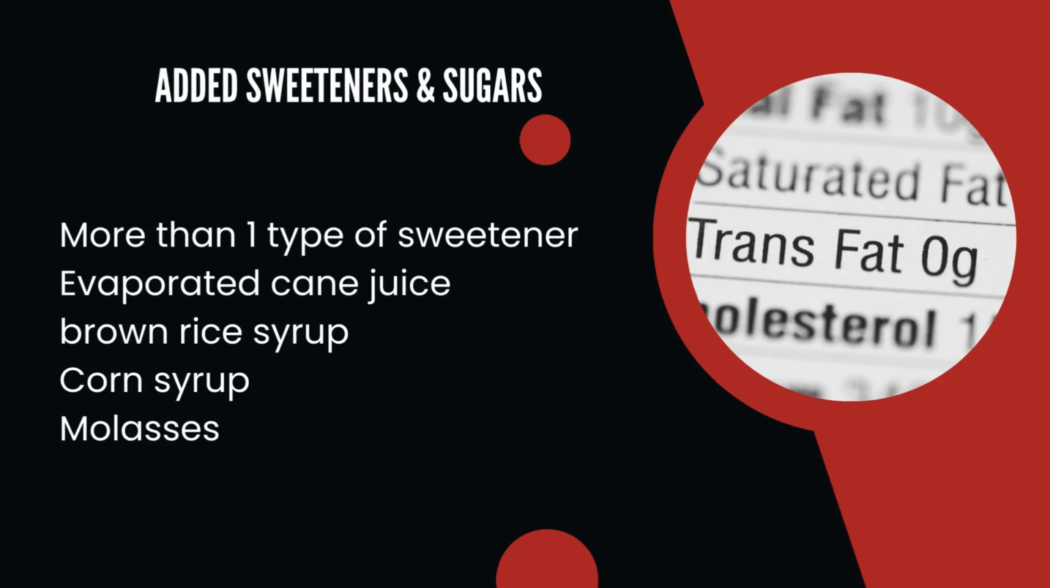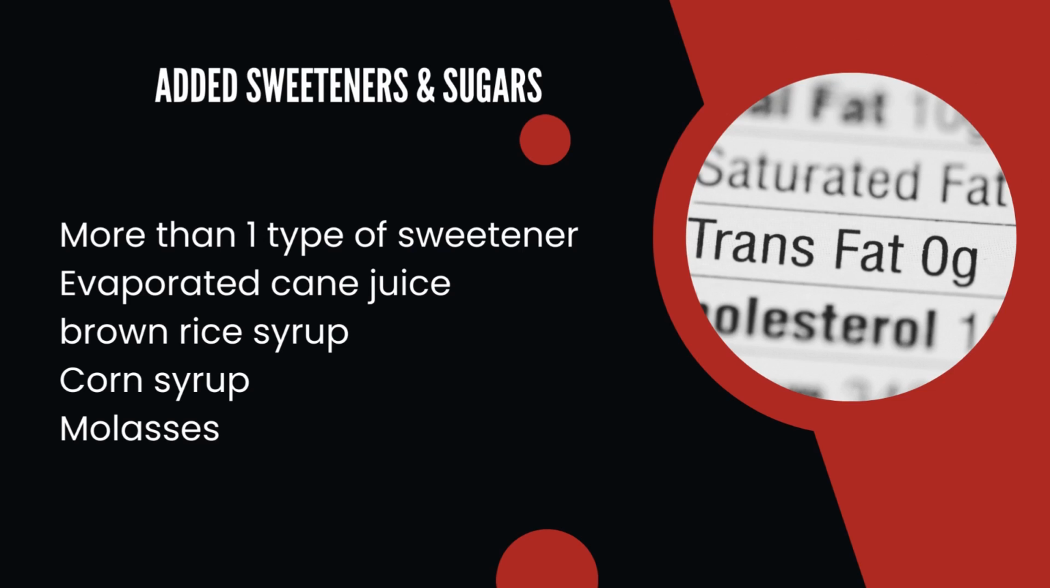So let's talk about added sweeteners and sugars. We hear so much around sugar, sugar, sugar. So when it comes to reading labels, we need to become very well versed in the language used around sweeteners. Now, some foods may contain more than one type of sweetener, such as evaporated cane juice, brown rice syrup, corn syrup, and molasses, right? Now, each of these sweeteners is added to the food in smaller quantities.